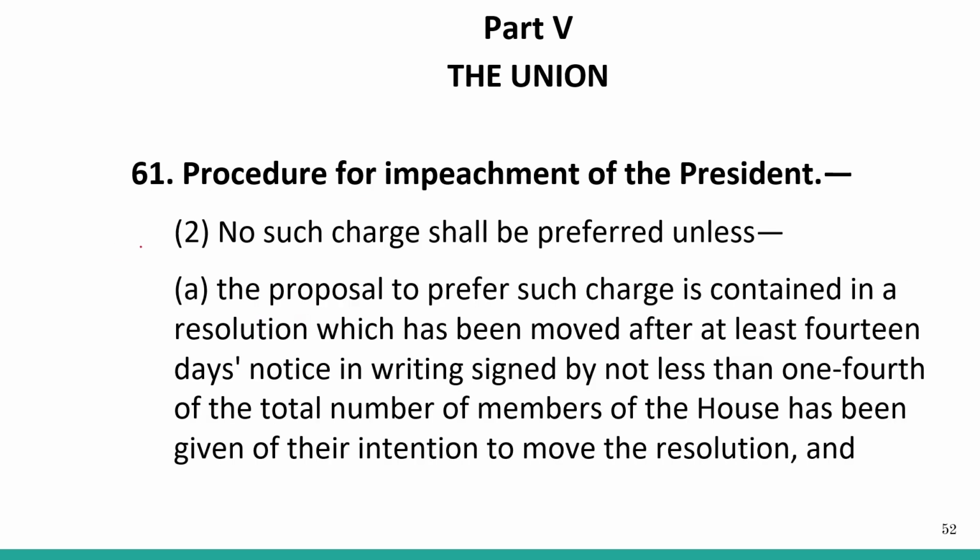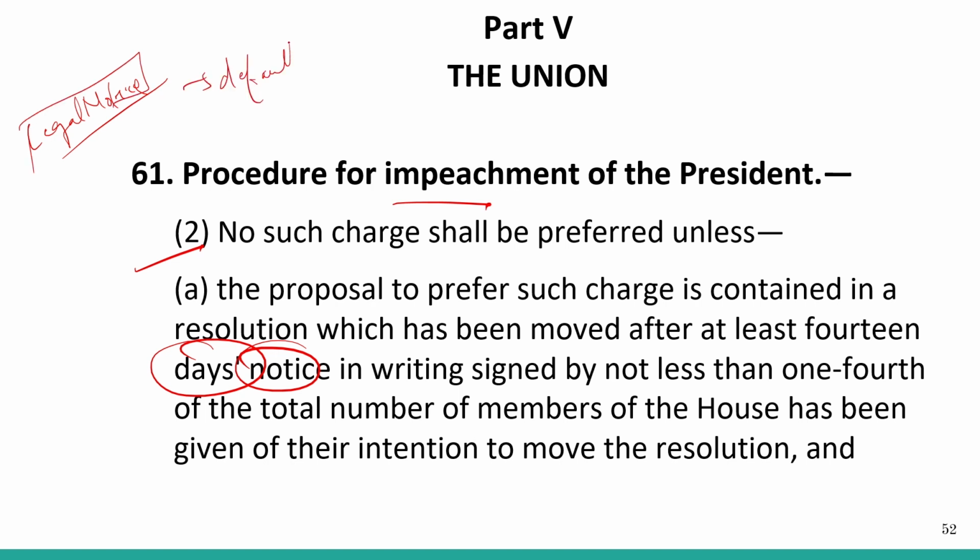But the first and foremost thing you need to remember is that once you start the procedure of impeachment against the president, you need to give 14 days notice. In the same manner, whenever there is a dispute, you send a legal notice to the person who is the defaulter, that if you don't want this particular thing to happen, I am informing you that you should abide by the terms, and if not, I will take action against you. So this is what a legal notice is.